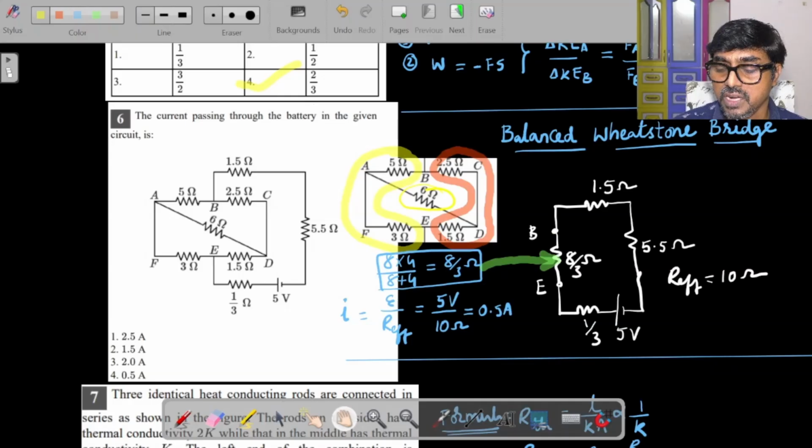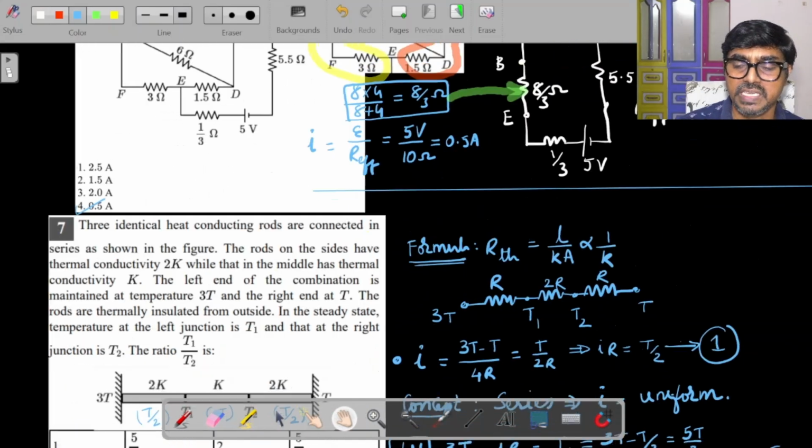You see 8 by 3 and 1 by 3, these two can be combined together first because denominator is the same. 8 plus 1, 9 by 3 is going to be 3 ohms here. 1.5 plus 5.5 is going to be 7. 7 plus 3 is going to be 10 ohms. You got R effective. E by R effective is 5 by 10, 0.5 ampere. So it's a very simple question that can be solved easily.